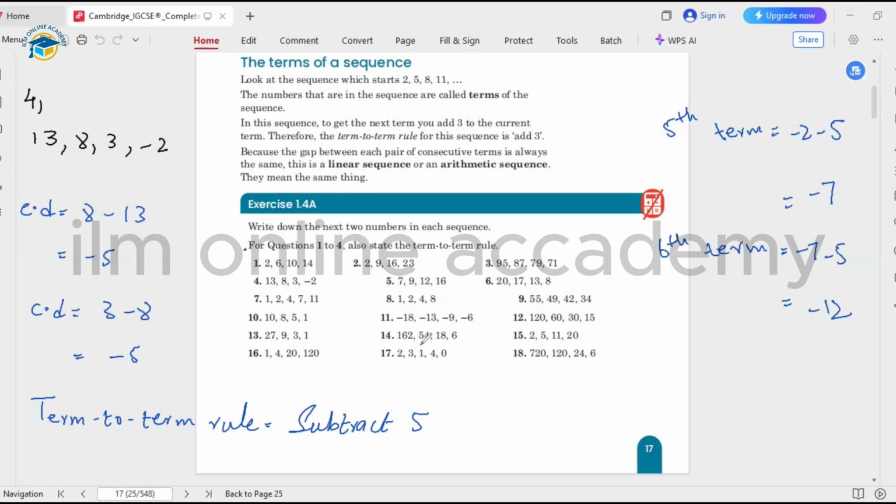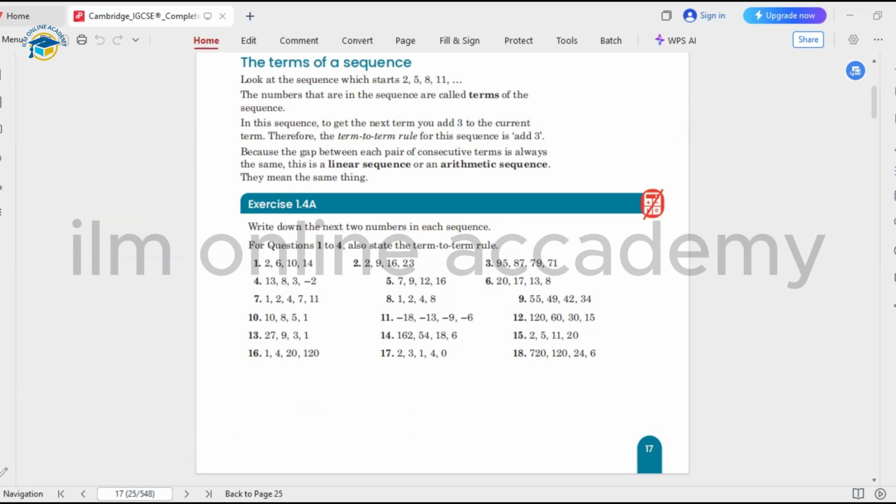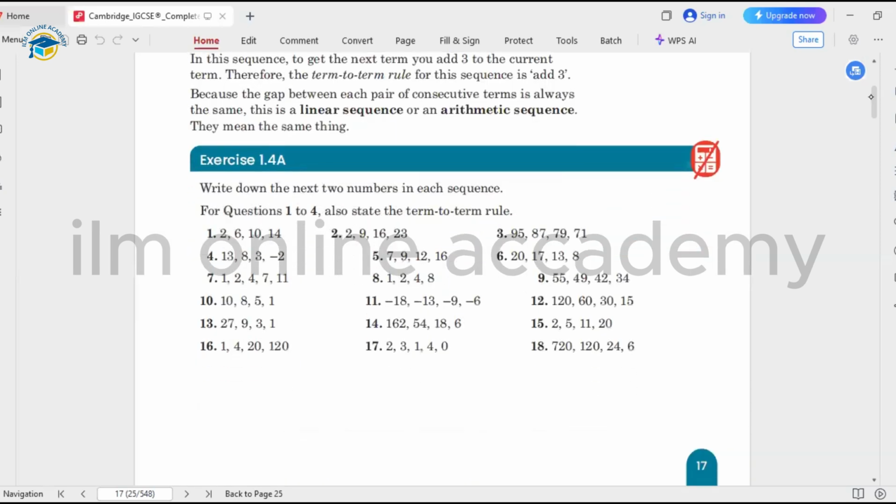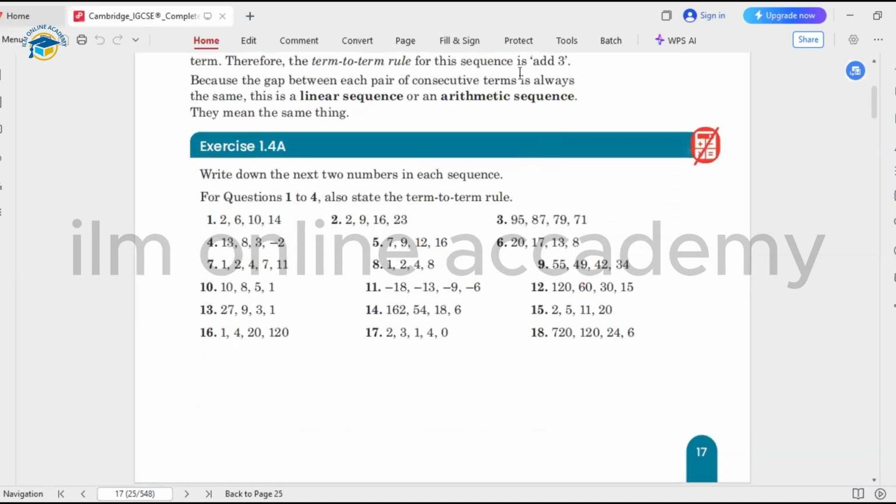Up till over here, they were asking that you need to find the next two terms as well as the term to term rule. But from question number 5 onward, we no need to find the term to term rule. We are only going to go on with the next two terms of the sequence. The reason is that the sequence might not be an arithmetic one. So that's why we will be looking at what we need to do.